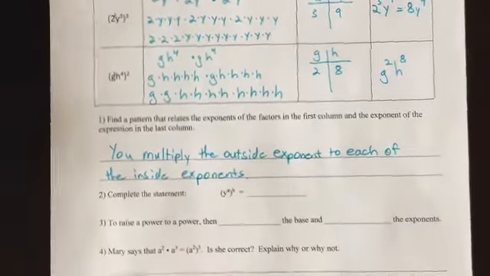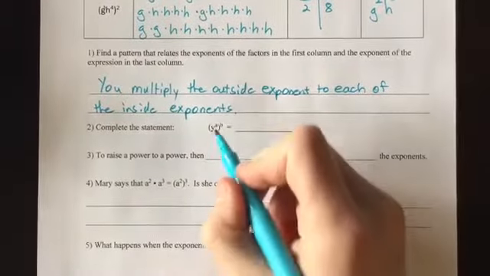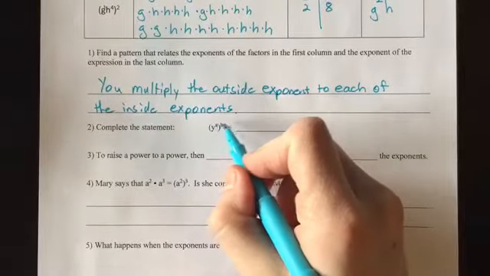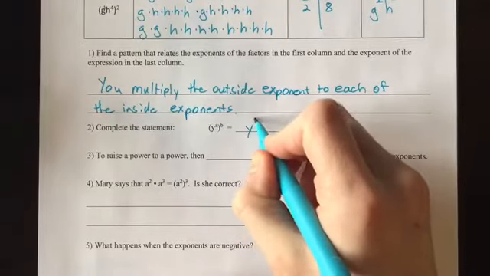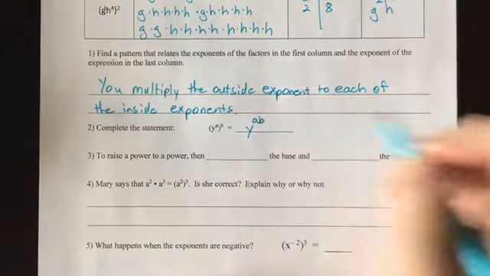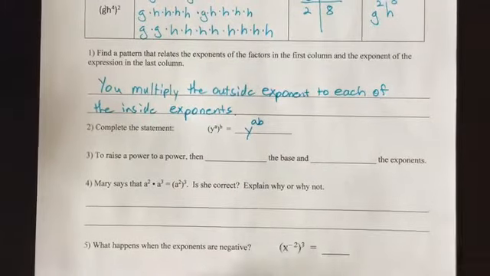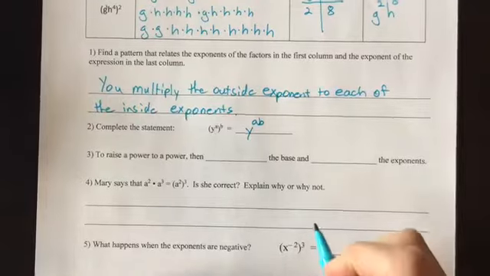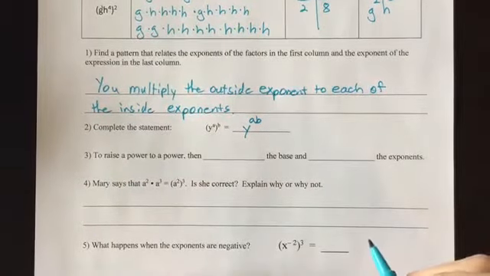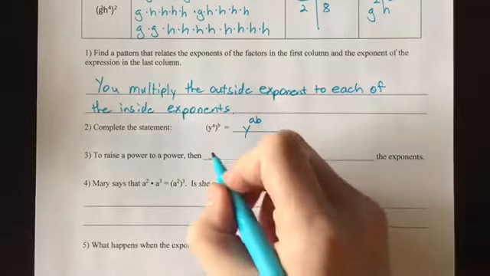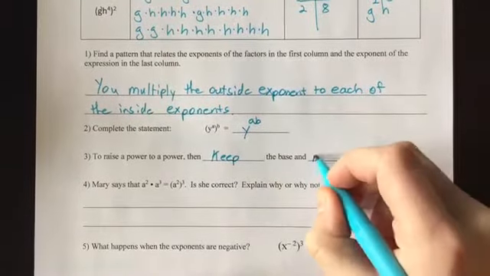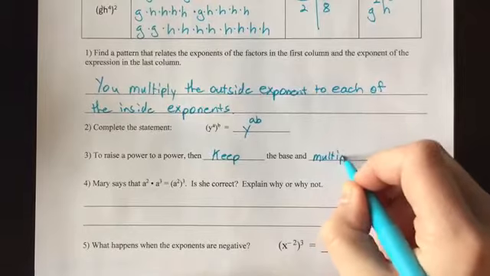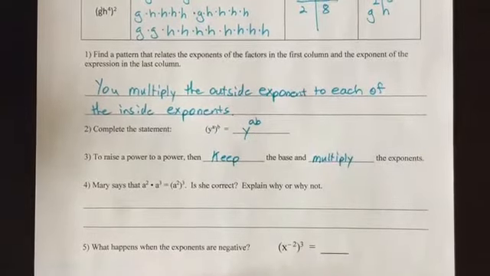Now let's look at our algebra example. We have y to the a power raised to the b power. So using our rule, it would be y to the a times b power. And since they're both variables, I'm going to show them next to each other. We could show that dot there. Number 3, to raise a power to a power, keep the base and multiply the exponents.